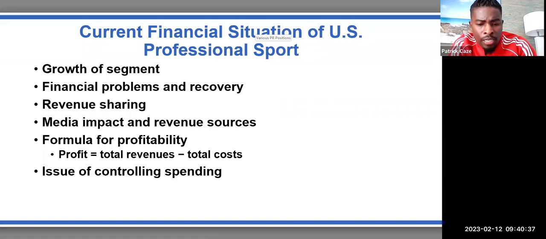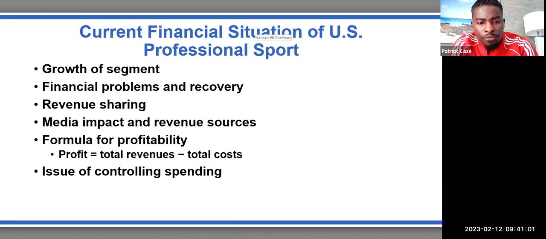How do we go about trying to make those things up? Bad contracts that we've made, bad deals on people that we thought were going to do well. Revenue sharing, okay? How does that work? Who gets a piece of the ultimate pie? Media impact and revenue sources. Again, we're looking for sponsorships. We're looking for ways in which to make money, okay?